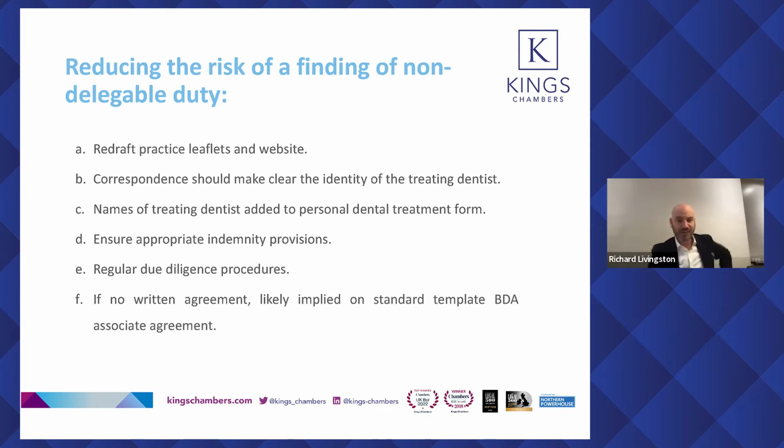Fourthly, where practices seek to transfer their liabilities to their independent contractors, they should ensure that they have appropriate indemnity provisions in their associates agreement to allow them easily to do so. This should be both in respect of the provisions relating to liability for the contractor's own actions, but also a requirement that the contractors hold appropriate indemnity insurance.